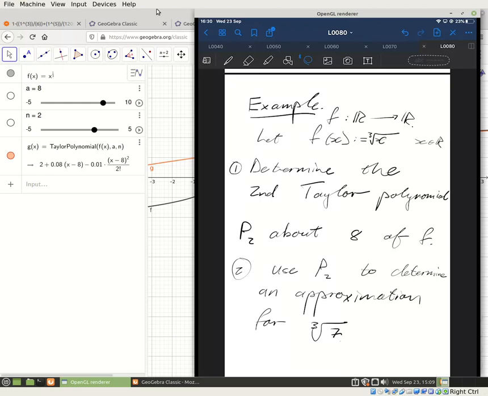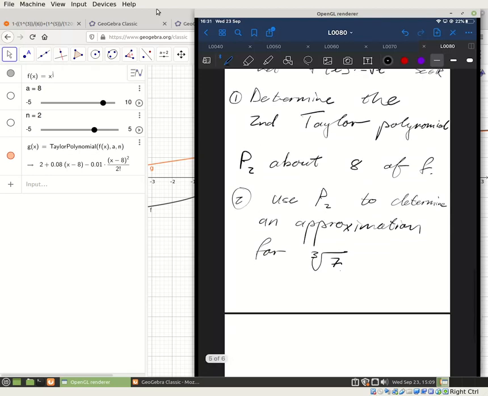Okay, so before we start, let us discuss this question. What is the cube root of 8? We know what the cube root of 8 is. That is 2. And we can easily determine the derivatives of f. That is easy. And we can work out the derivatives of f at 8. The first derivative, second derivative, etc.